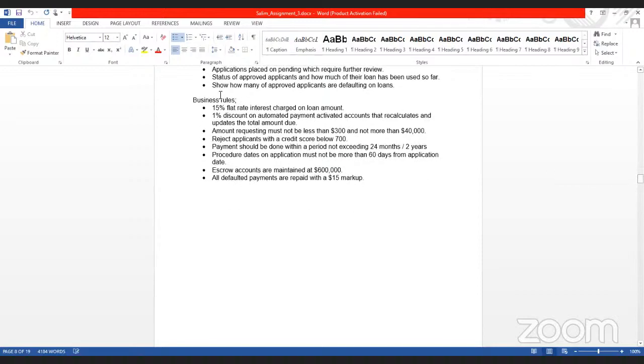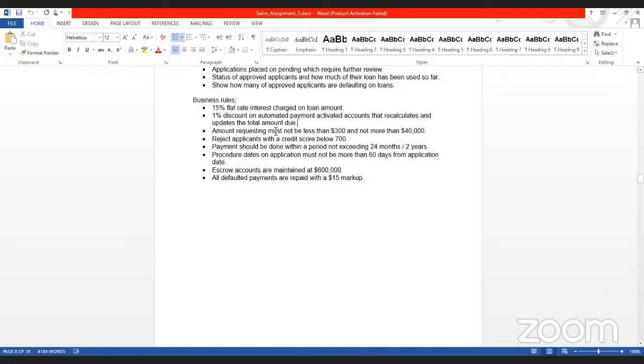So the business rules, as mentioned: there's a 15% flat rate on all the interest charged on the loan amount. So it doesn't matter what loan it is, it's just a 15% flat rate. Also, there's a 1% discount on automated payments activation on accounts, which is recalculated whenever it's initiated, because we want to encourage automated payments at every point, as mentioned by the stakeholders. So it doesn't matter if they initially set it up or they set it up later. Once they set it up, the discount, as far as the business policy is concerned, should be reflected.